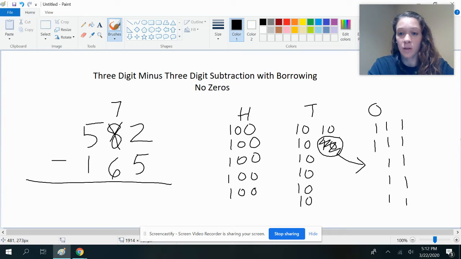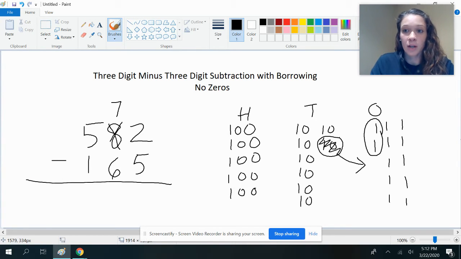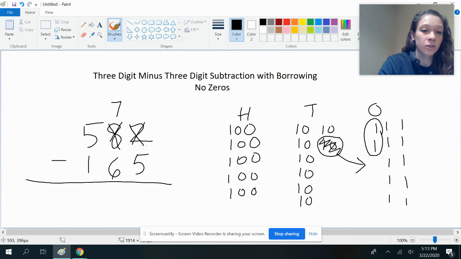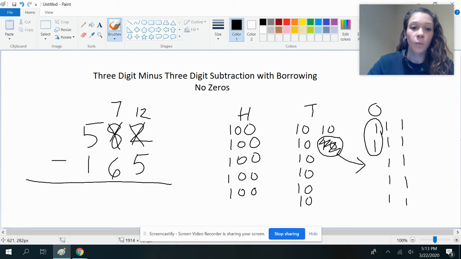And then remember, over on the ones, I started with 2 ones and I just added 10 more. So 2 plus 10 is 12. So now I do have 12 ones. I have enough ones now where I could take away 5.